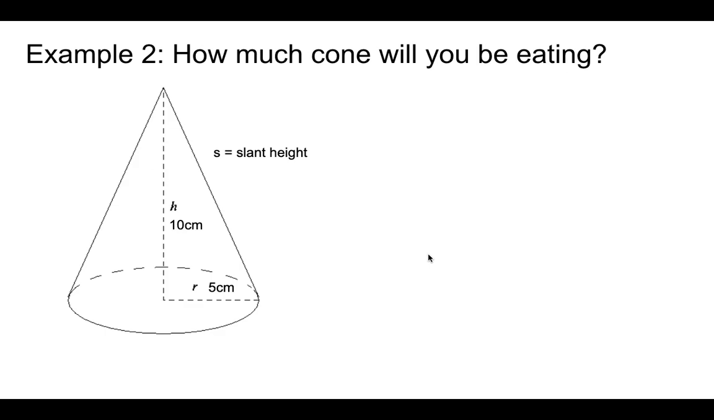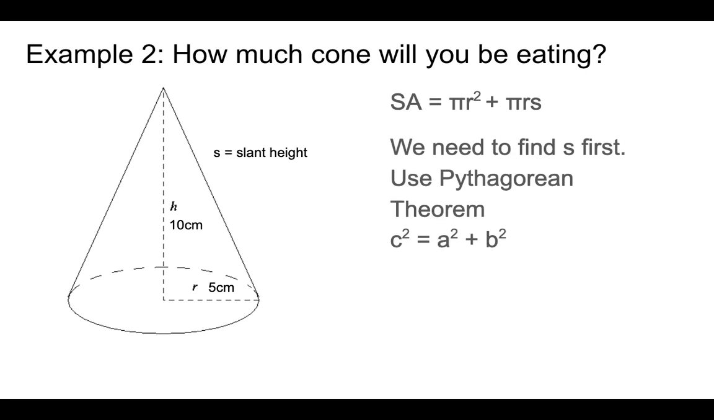Let's take a look at finding how much cone we would be eating if we had this ice cream cone. So that means we want to find the surface area. So the surface area equation is this, but when you think of an ice cream cone, oh, actually, I'm going to do that next. So we need to find S, just like we did before, the slant height, so that we can find this part of the surface area.